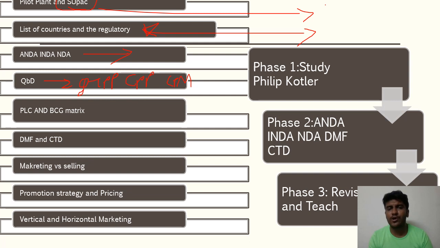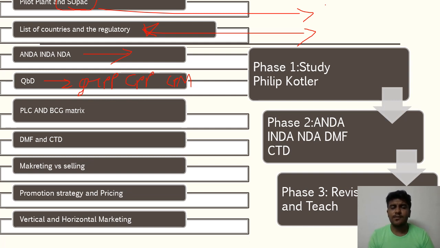In CTD, we need to know the modules, module 1, 2, 3, 4 and 5. Module 5 is for clinical studies. Whenever we formulate a new drug, we perform preclinical studies, that is, animal studies, before that. So we test the drug in animals and then we test the drug in humans. For that, clinical studies are important. And non-clinical studies are basically those studies that can be carried out at an in vitro level.